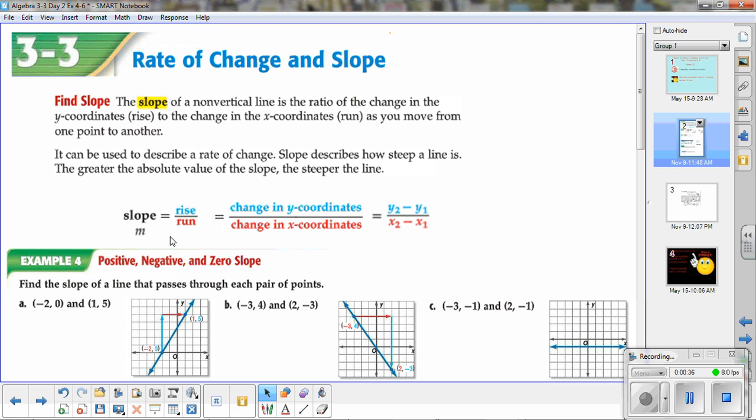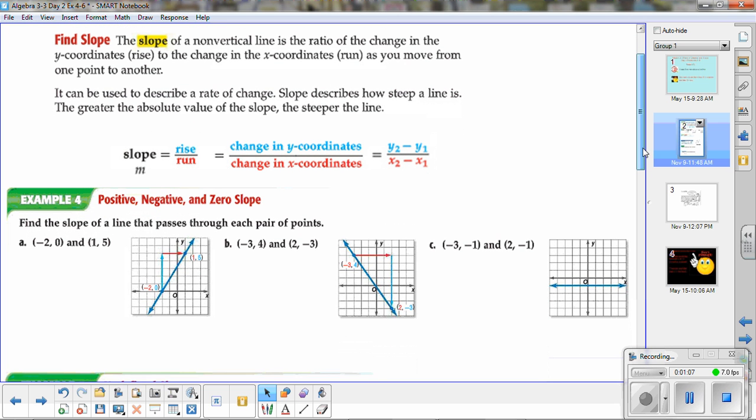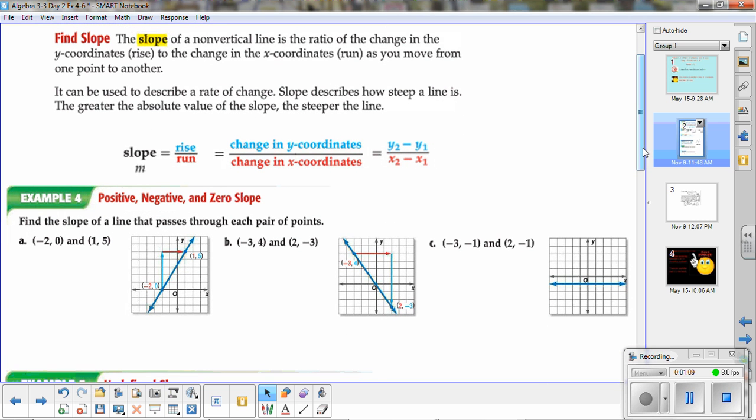Slope, or m, is equal to rise over run, or the change in the y-coordinates over the change in the x-coordinates, which can be found by subtracting y2 minus y1 over x2 minus x1. y2 just means the y value of the second point minus the y value of the first point. x2 means the x value of the second point minus the x value of the first point. Basically, the slope tells you for every 1 unit you move to the right, how far up it goes.